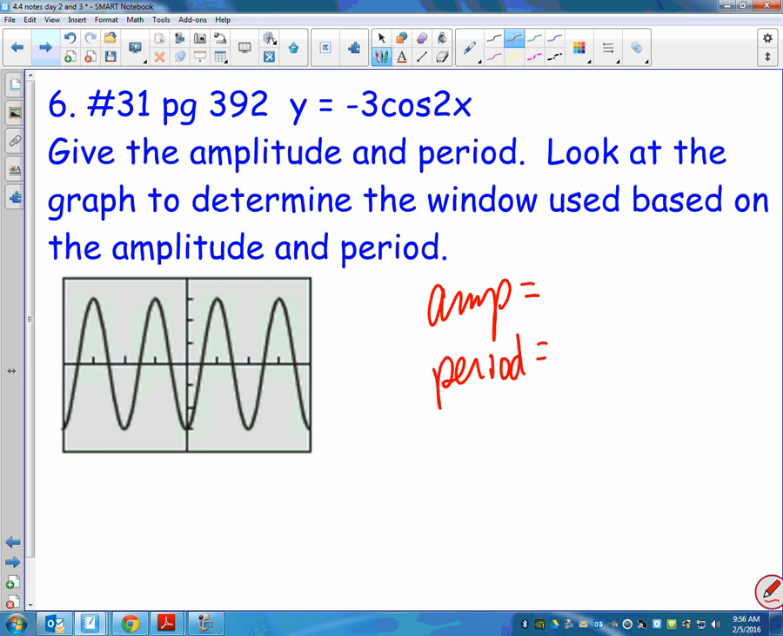Meredith, what's the amplitude? 3, because the amplitude is the absolute value of this. Christy, what's the period? Because 2 pi over b is 2, the period is pi. Right? You did that yesterday, giving the amplitude and the period. I hope we're feeling really good about that.